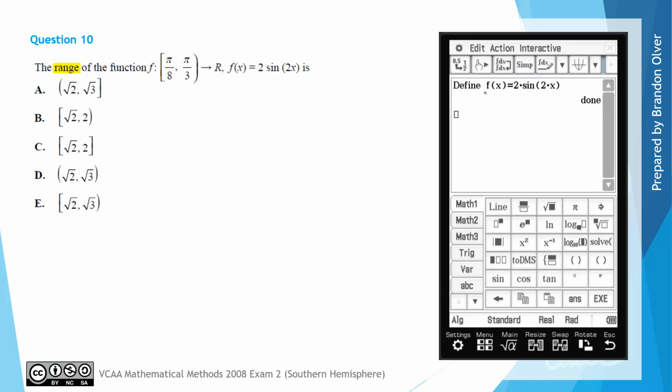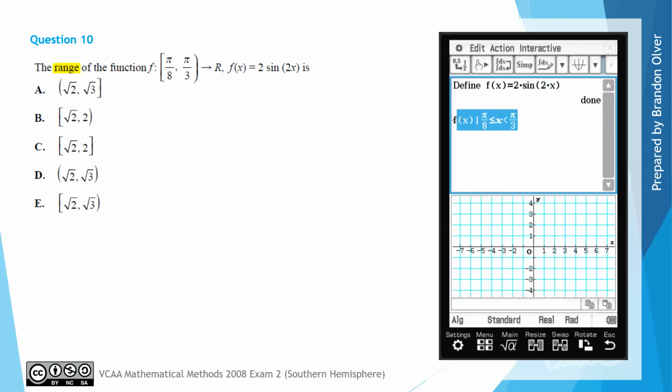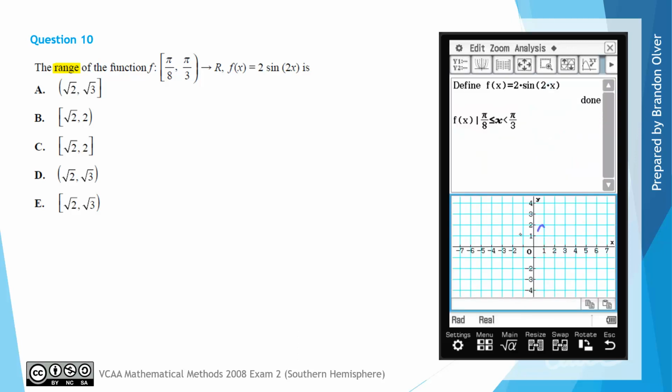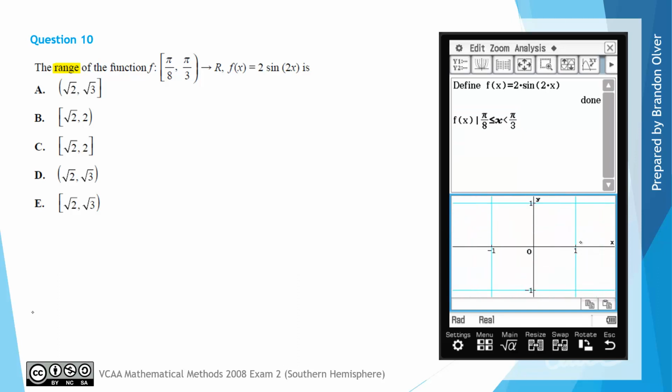And then to work out what the range is, I'm actually going to start with a graph of it. So I'm going to take f of x and sketch it over a restriction. Under math 3, I'm going to use this straight up and down line to tell the calculator that x is greater than or equal to pi on 8, but less than pi on 3. Then clicking on the graph button, we can drag this down and it will sketch it just over the domain that we want. I'm going to press the plus button to zoom in a little bit.